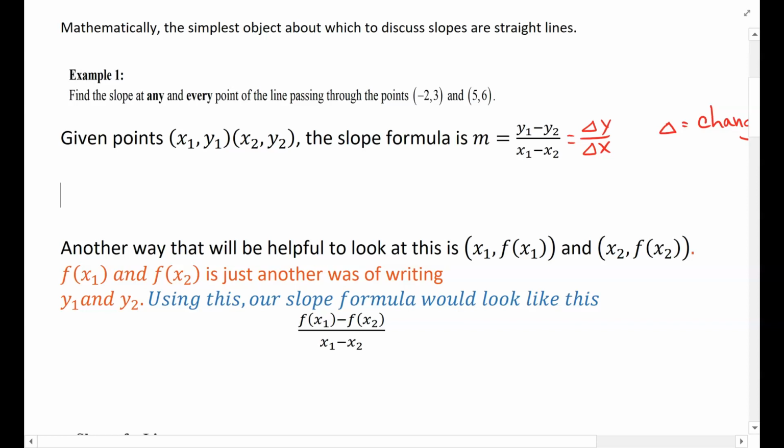So, to find the slope given 2 points, we want to take the change in y, so take your y coordinates and subtract them, and then take your x coordinates and subtract them. And so we get negative 3 over negative 7, which is a positive 3/7. So that would be the slope, or the change in the line from (-2, 3) to (5, 6).